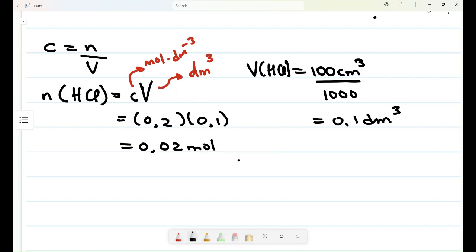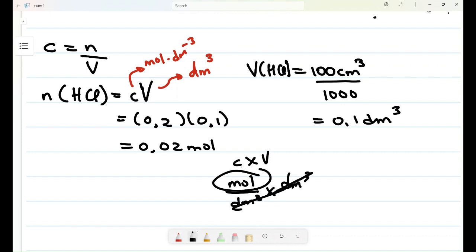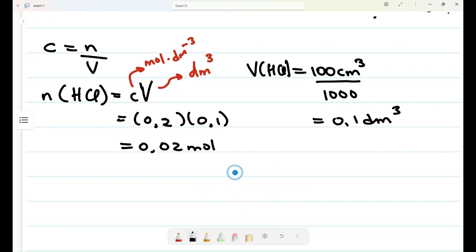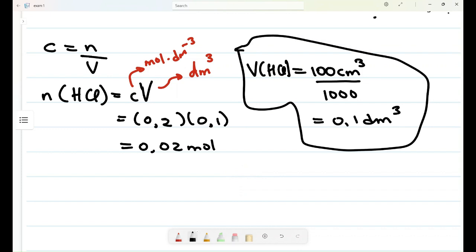So we get what? Moles. Why? Because when you multiply concentration by volume, concentration is mole per decimeter cubed. When you use dot, we take this one to the top, multiply by volume, it is decimeter cubed. This and this cancel, so we get what? Moles. This is our conversion.